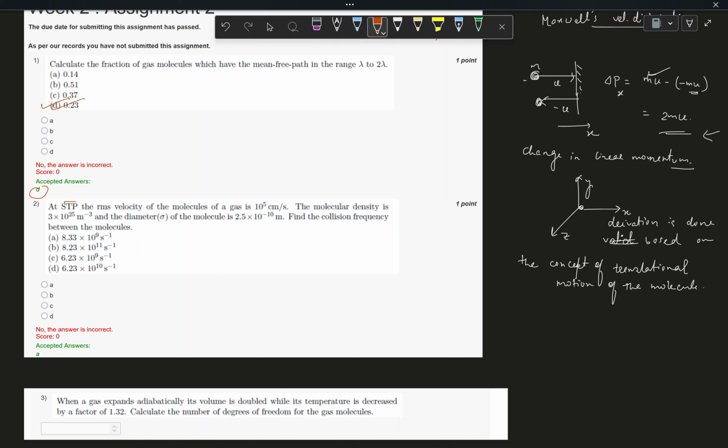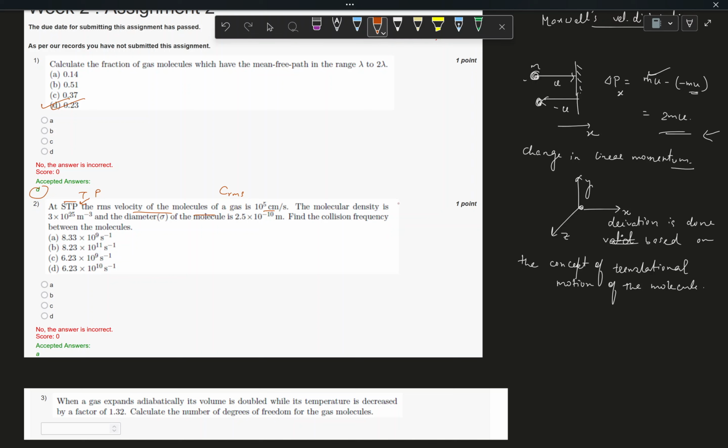So even if nothing specific is mentioned, you have to know the STP pressure and temperature values. At that pressure and temperature, the RMS velocity of the molecules is given as 10 to the power 5 centimeter per second, which is CRMS. And temperature and pressure are known from the STP standard values.